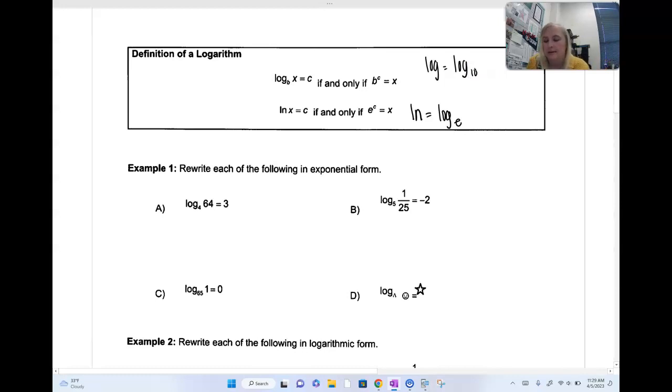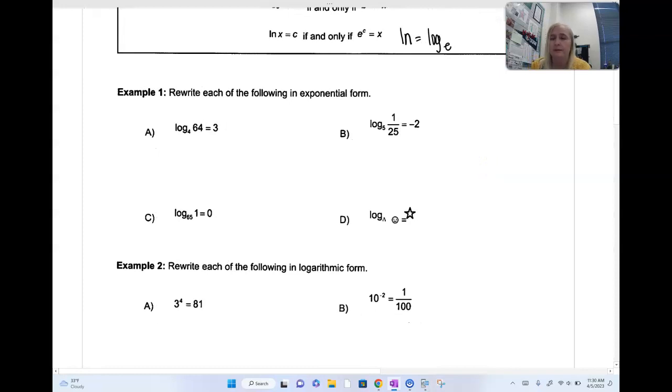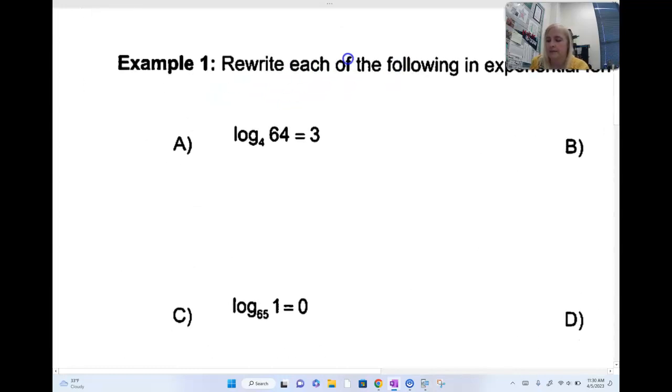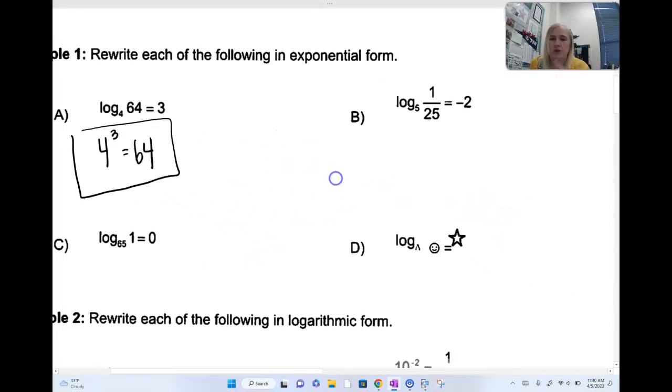All right, let's do some examples. We're going to switch between the two forms. First up, we're going to go from log to exponential. This first one, 4 to the third equals 64. And you're done. Simple, just changing forms between the two. Remember, base, this is your x, and c is your exponent.